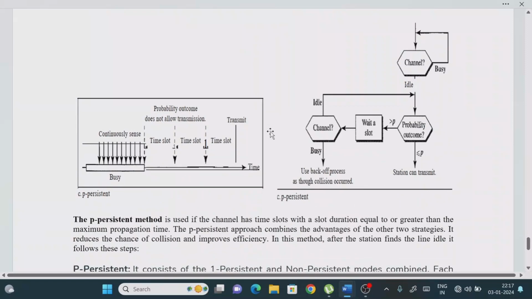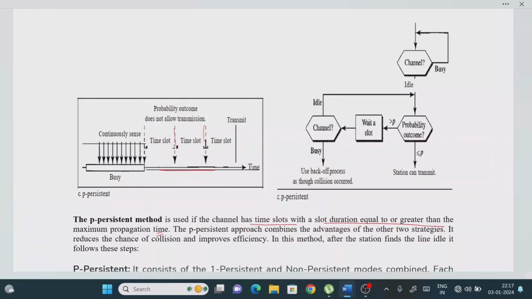So then one more method is what? The final method we have is the p-persistent method. Now see that the first point you need to remember is that it is used if the channel has time slots, right? So time will be divided into multiple time slots. Remember, each slot duration is equal to or greater than the maximum propagation time.